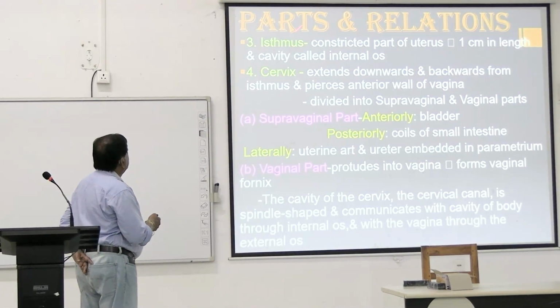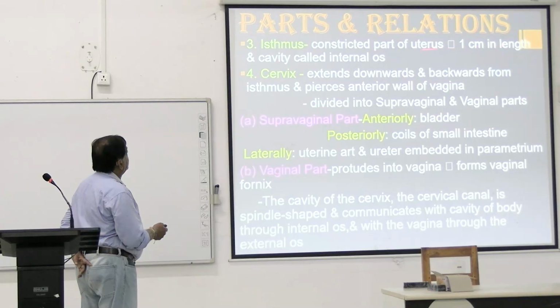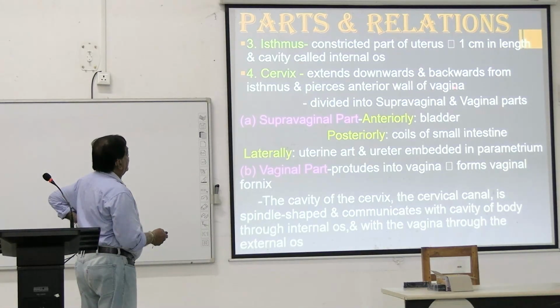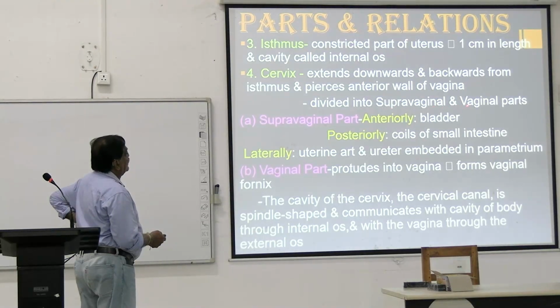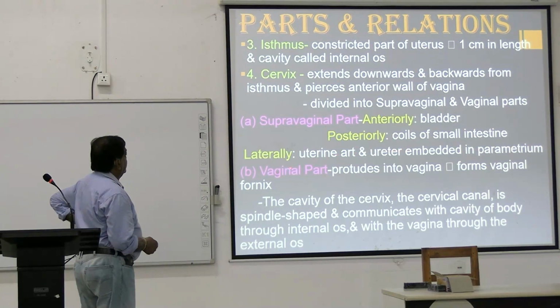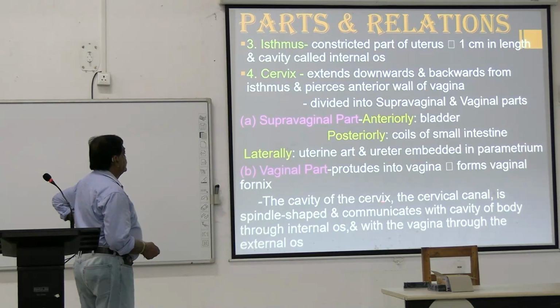Parts and relations. Isthmus: the constricted part of the uterus, 1 cm in length, and its cavity is called the internal os. The cervix extends downwards and backwards from the isthmus to pierce the anterior wall of the vagina, and is divided into supravaginal and vaginal parts. Supravaginal part: anteriorly the bladder, posteriorly coils of small intestine, laterally the uterine artery and ureter embedded in the parametrium. The vaginal part protrudes into the vagina and forms the vaginal fornix. The cavity of the cervix, the cervical canal, is spindle shaped and communicates with the cavity of the body through the internal os and with the vagina through the external os.